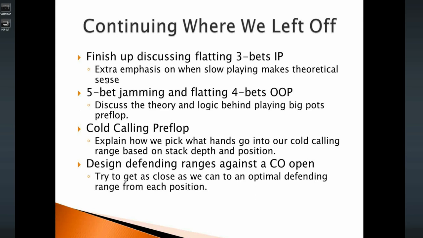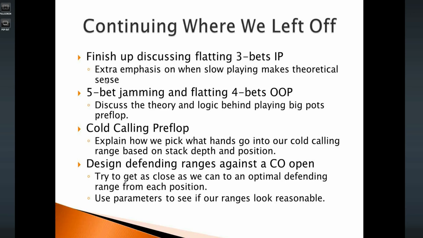So given the cutoff opens, we'll talk about how the button should 3-bet and flat, how the small blind should 3-bet and flat, how the big blind should 3-bet and flat. That'll be something we'll do, and we'll also use parameters to see if our ranges look reasonable. Since we can't solve for this, parameters are very, very useful for telling us if we're doing something wrong, if we're folding too much, if we're 3-betting too much, something like that. So we'll use parameters to check the range to make sure it looks reasonable.